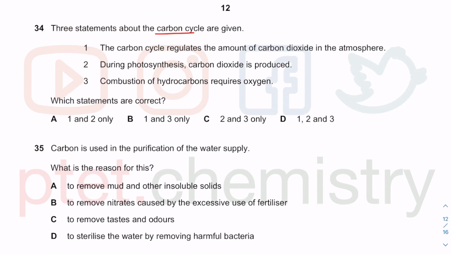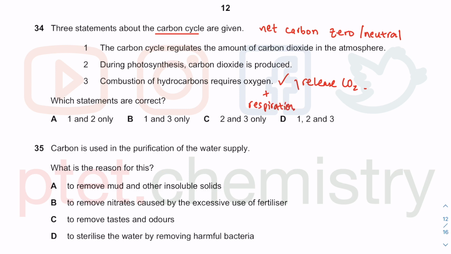Question 34, we have the carbon cycle. The main important thing in the carbon cycle is net carbon neutral, or net carbon being 0. That means whatever amount of carbon dioxide given out by human activities such as combustion, which does require oxygen, and then it will release carbon dioxide. And also respiration. Respiration also releases carbon dioxide. Then we need photosynthesis in order to react with the carbon dioxide, and that is done by the plants in order to remove the carbon dioxide. Having said that, that is going to exist in a perpetual cycle.